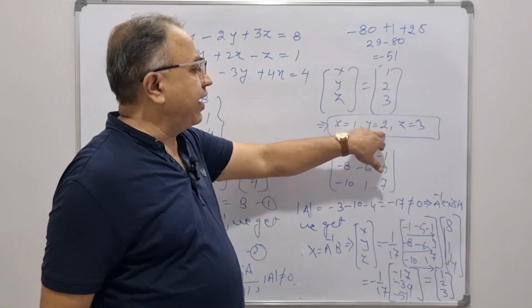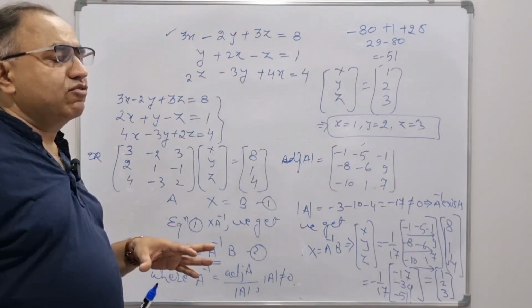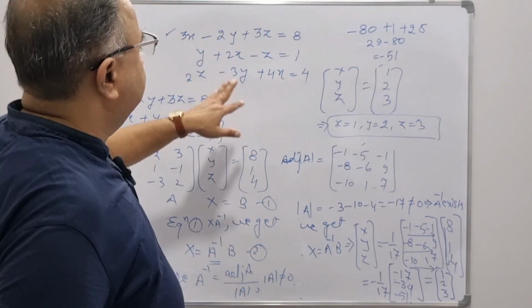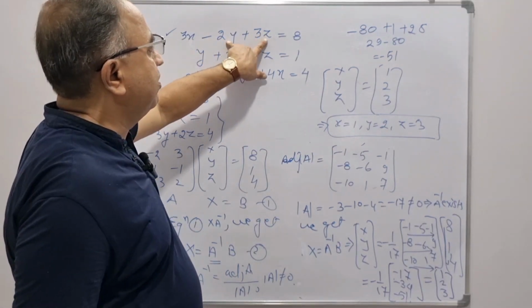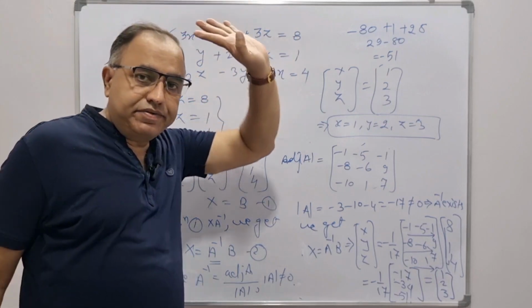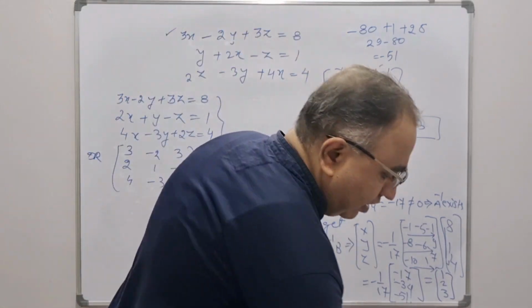Now you can check whether these values satisfy all 3 equations to ensure that the values are correct. Like put here: 3 ones are 3, 3 minus 4 minus 1, minus 1 plus 9, 9 minus 1 equal to 8. So these values should satisfy all 3 equations, right?